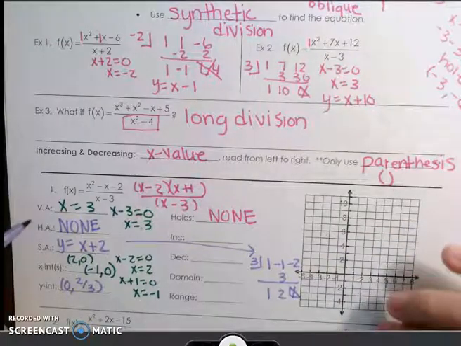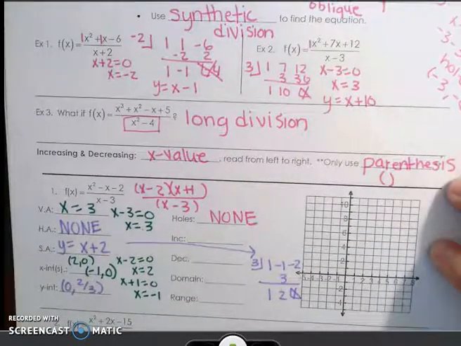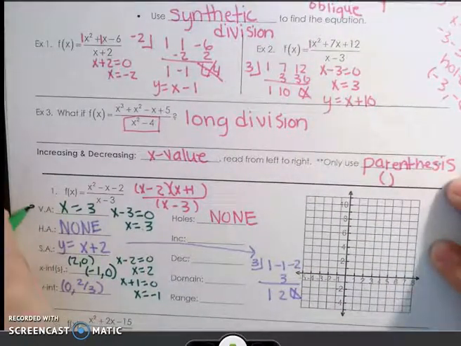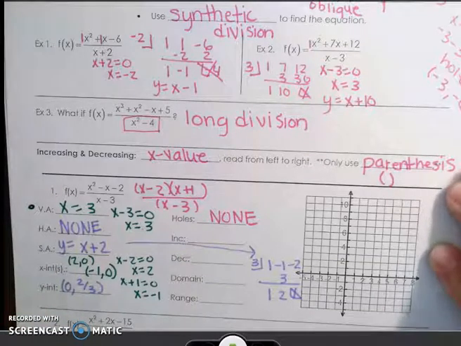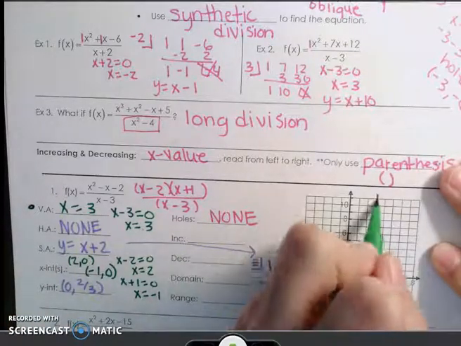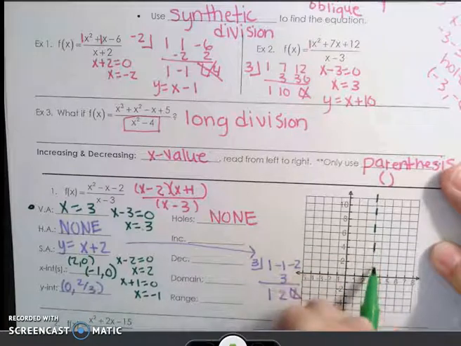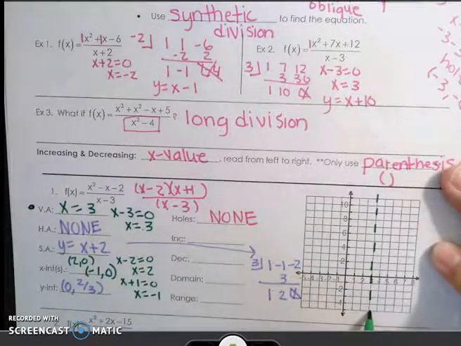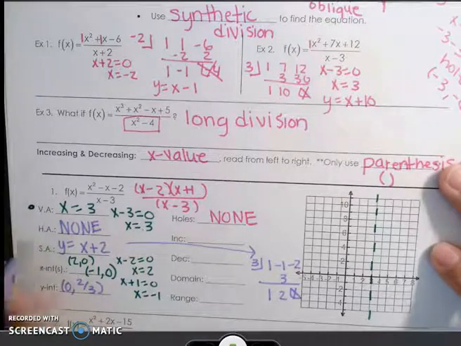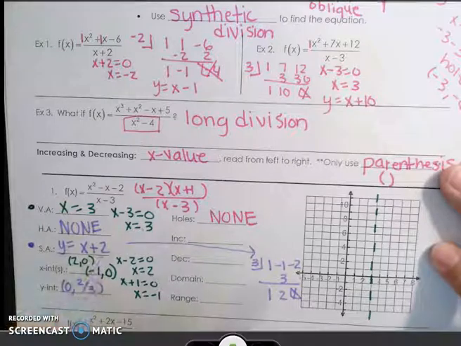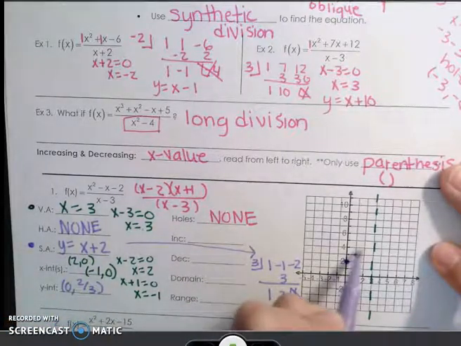Alright, I'm going to go through and graph these real quick. Could have done it as I went, but I didn't. My vertical asymptote is at x equals 3. Remember, vertical is up and down. Vertical asymptote at x equals 3. Horizontal asymptote, there's not one. So slant asymptote. Remember, this is your y-intercept, so start at 2. Your slope is positive 1, so up 1 over 1.